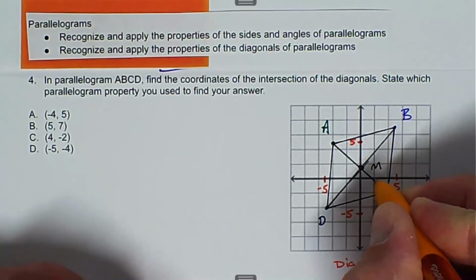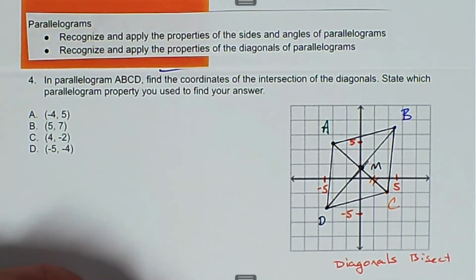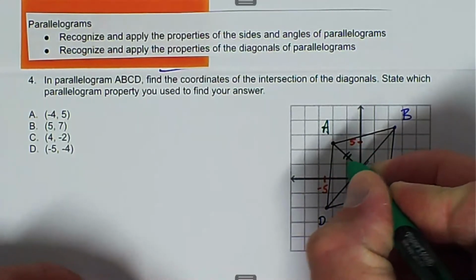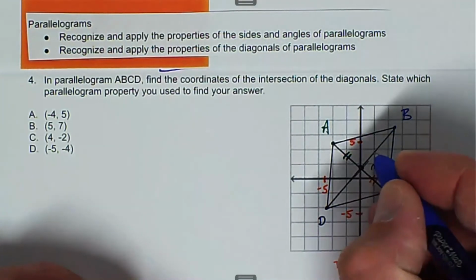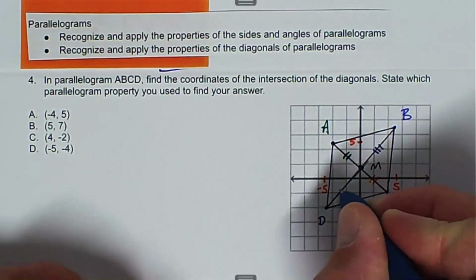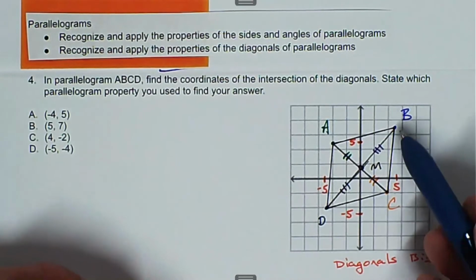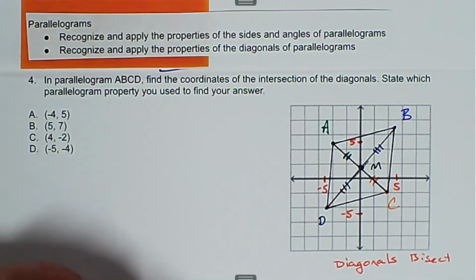So the side MC is congruent to MA, and MB is congruent to MD. So we just have to pick either DB or AC and do our calculation. So I'm going to pick AC. And all we have to do is do our midpoint calculation.